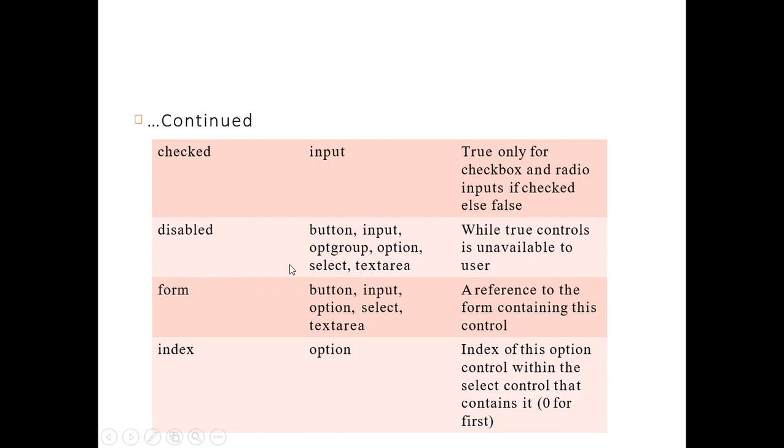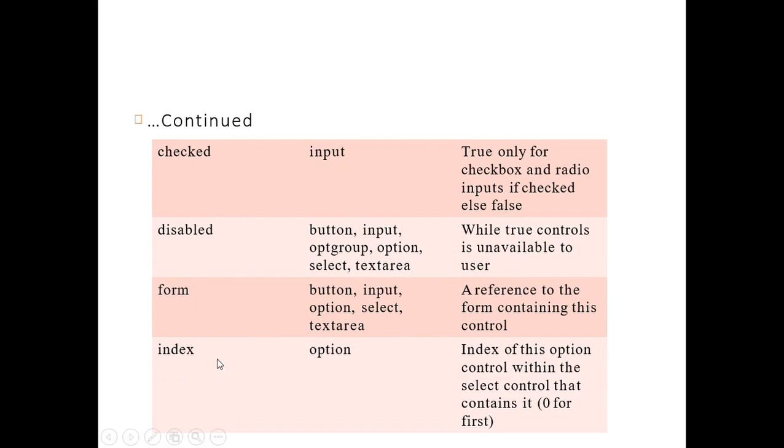Next is form. What are the things which are present in a form? Basically button, input, option, select, and text area. A reference to the form containing these controls. Basically form means a reference to the form containing these controls.